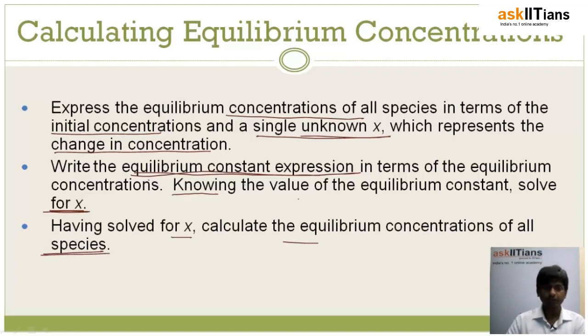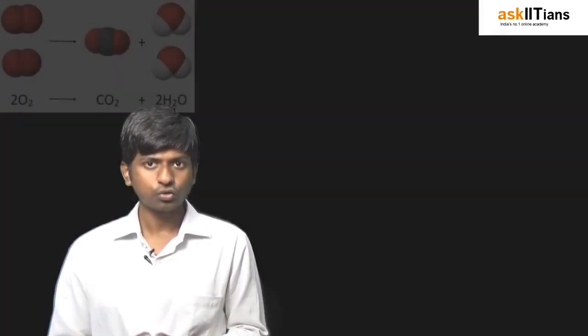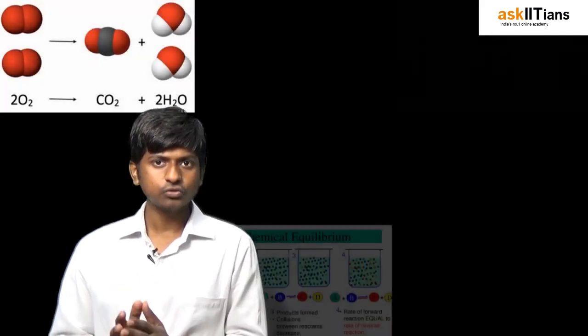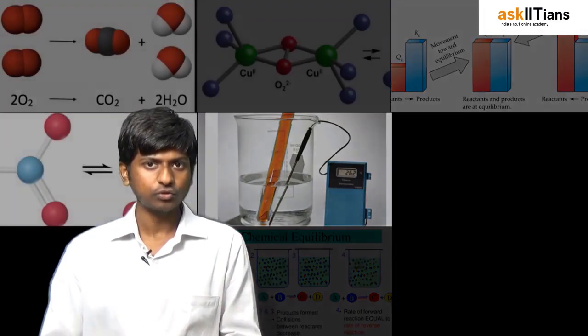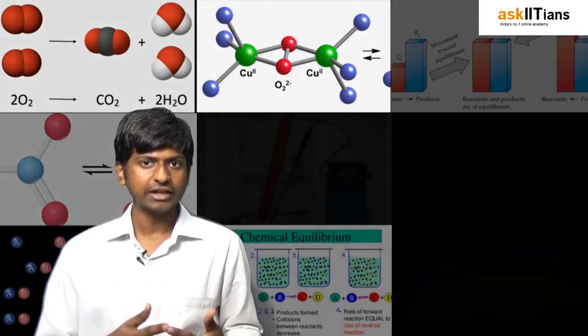The only thing you should remember is not to make a silly mistake while solving for x. This is the most common mistake people make. So we have seen a very important method, that is how to find the concentration of a particular species at equilibrium at a given temperature.